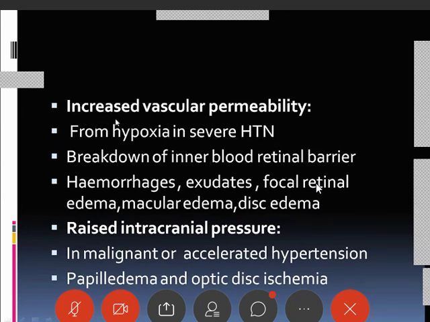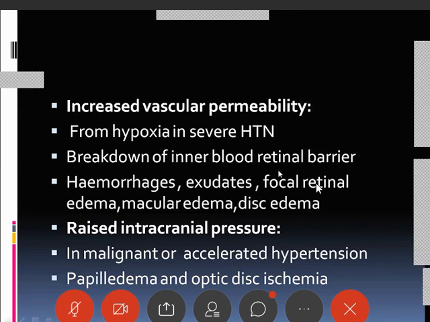So the first change is vasospasm, the next one is arteriosclerotic changes, and the third one is increased vascular permeability. This results from hypoxia in severe hypertension. What happens is there will be breakdown of the inner blood retinal barrier.